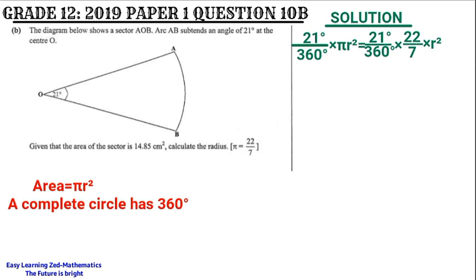Now when you look at the question, given that the area of the sector is 14.85 centimeters squared, that means we are given the area. So when you multiply the whole of that, it should give us the answer, which is 14.85 centimeters squared. If you have a calculator, you can punch these numbers into your calculator and it will give you the answer. But if you don't have a calculator, you need to do it the way I'm showing you, in case they say show your work.